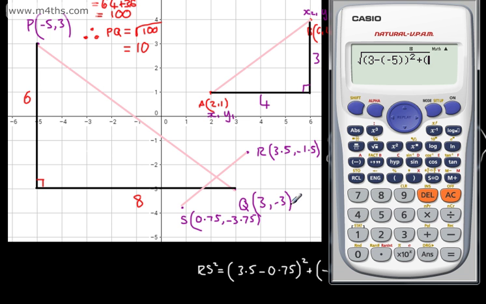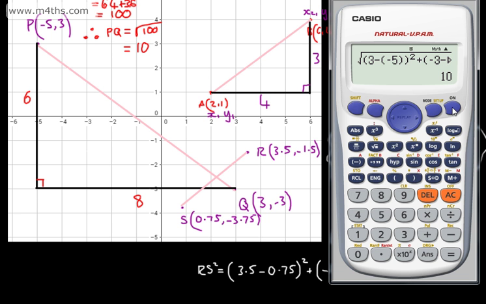Then we're going to add to that now negative 3, subtract the 3, and we will square that. This is going to give us 10. So if we do that, there we go. We could have done it the other way around. We could have done negative 5 minus 3.